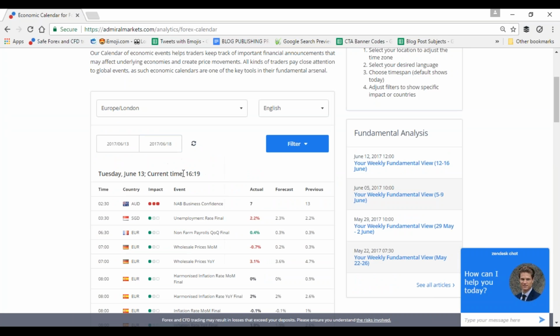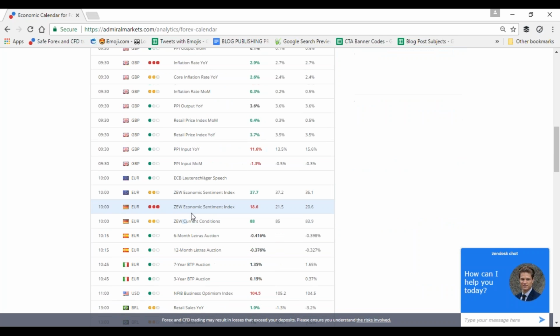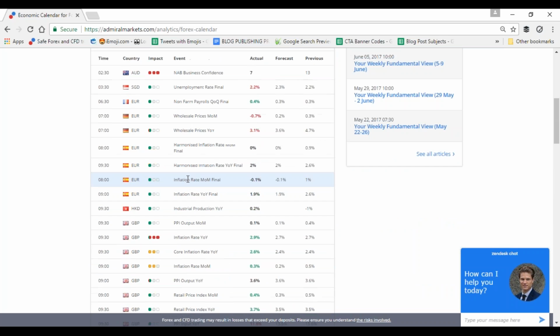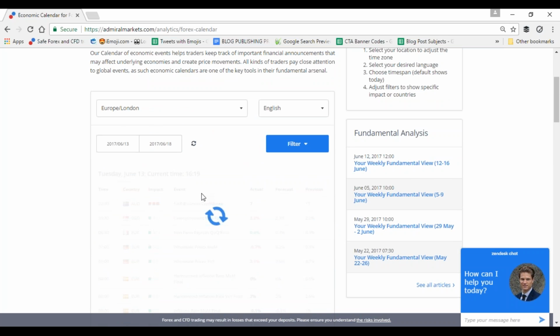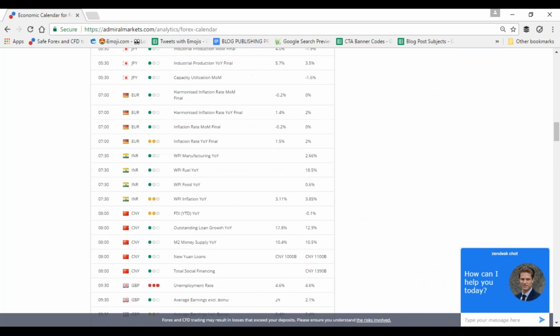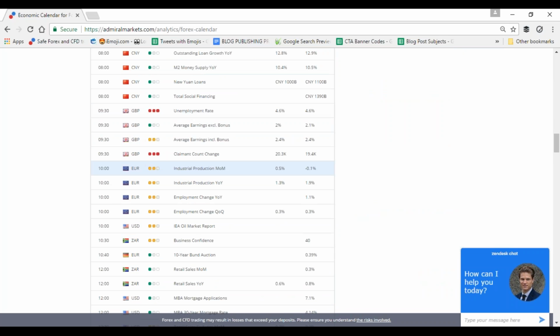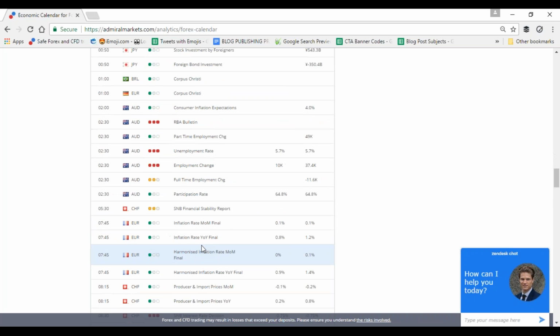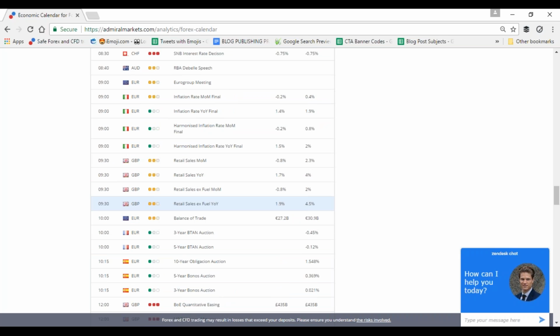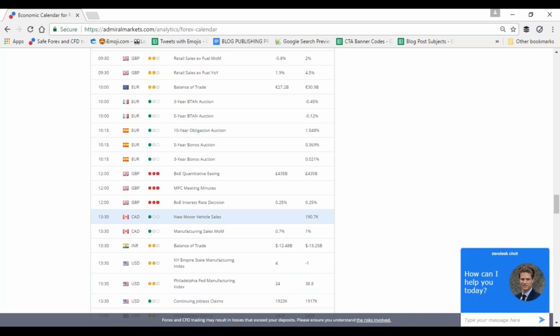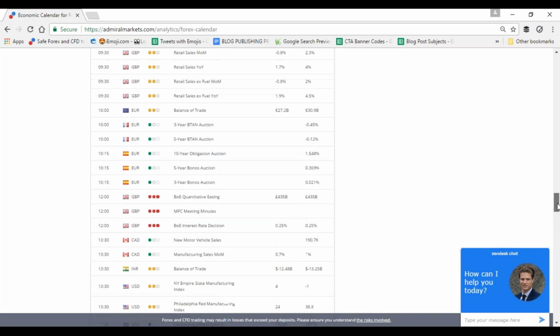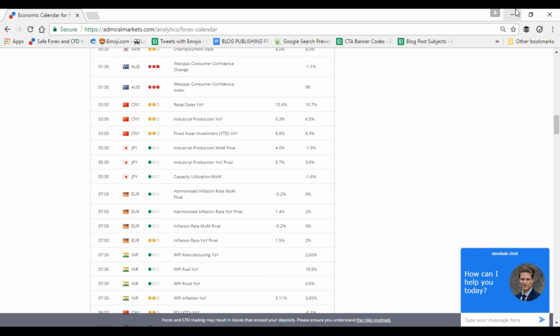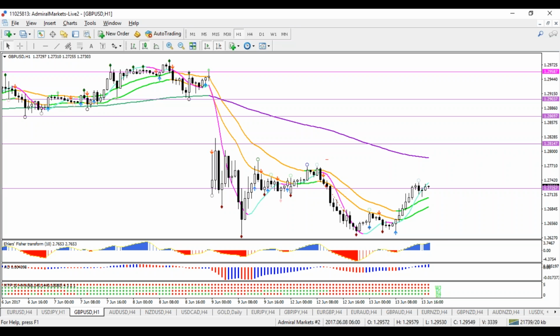Let's take a very quick look here. Or is it Thursday? Thursday. Interest rates, meeting minutes. So, generally speaking, some news on the pound. So I would not like to trade it here.